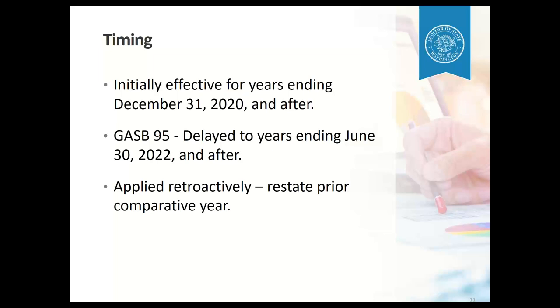Before, local governments like you would have implemented first, followed by the state. Now the state goes first with their June 30th year end before you. So the state's CAFR is going to be published before you even have to close your books. They will have implemented 6 months before you, and that always helps. This one is applied retroactively. So for those of you who like to present comparative years, you will have to restate the prior year also. So you restate beginning balances of whatever year is the earliest.